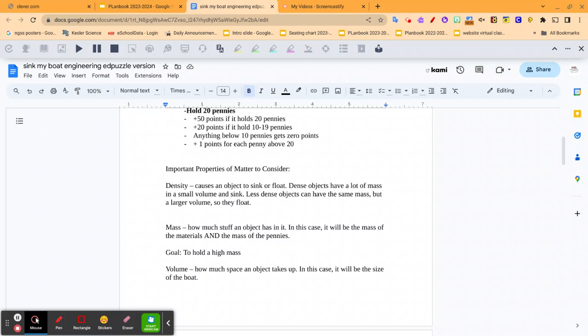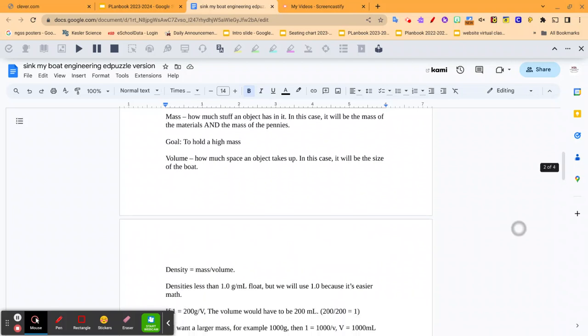Mass is how much stuff an object has in it. In this case, it will be the mass of the building materials and the mass of the pennies. So you want to think about what building materials have less mass to use in this project, because your goal is to hold up a high amount of mass. The volume is how much space an object takes up. In this case, it will be the size of the boat.